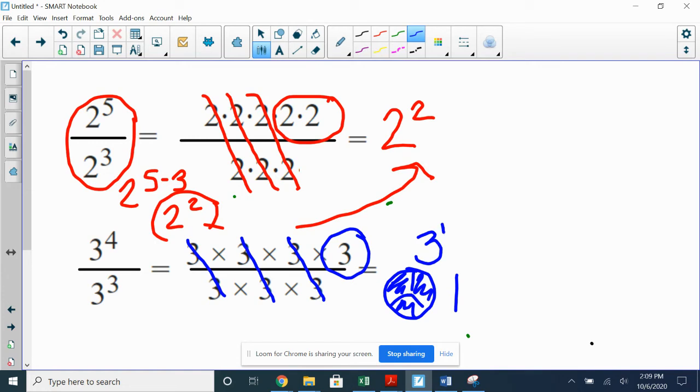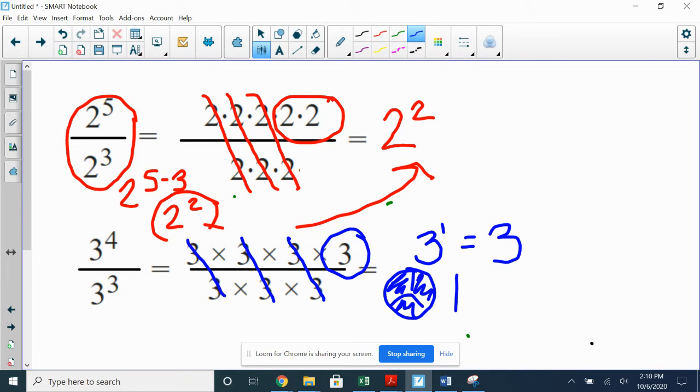And we already learned our one rule. Our one rule states that anything to the power of 1 is just itself. So 3 to the power of 1 is simply that 3 we had left.